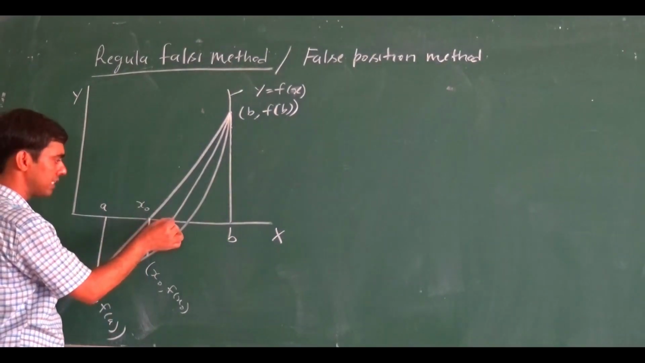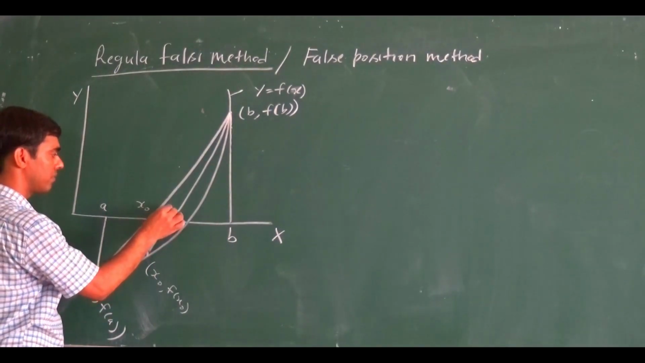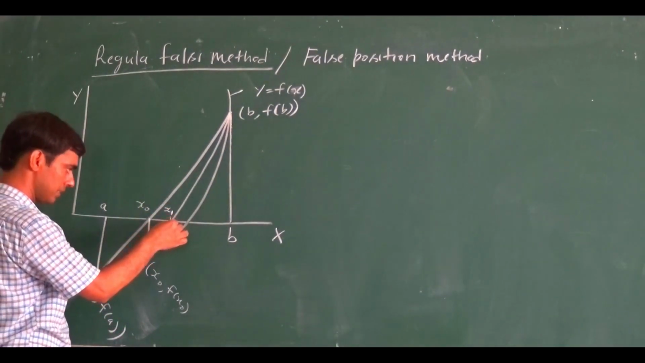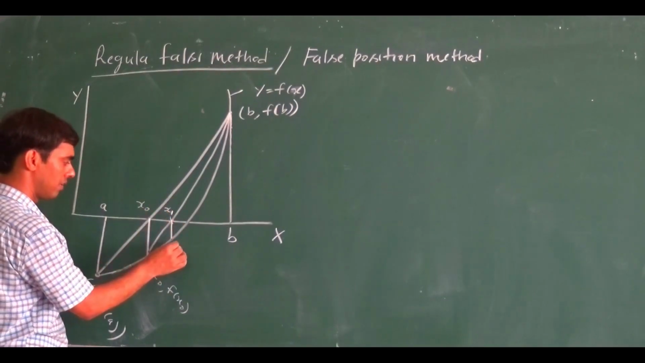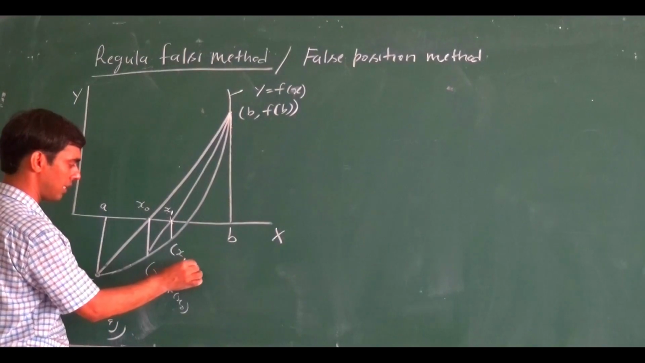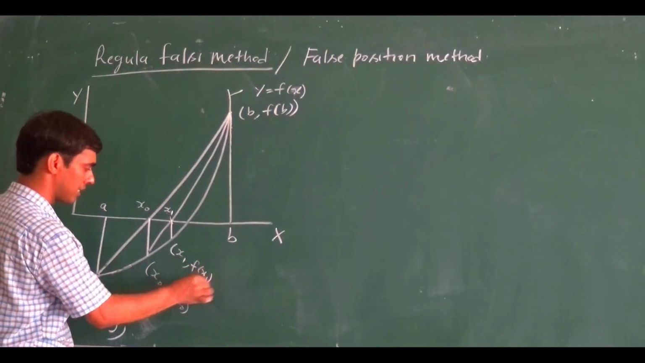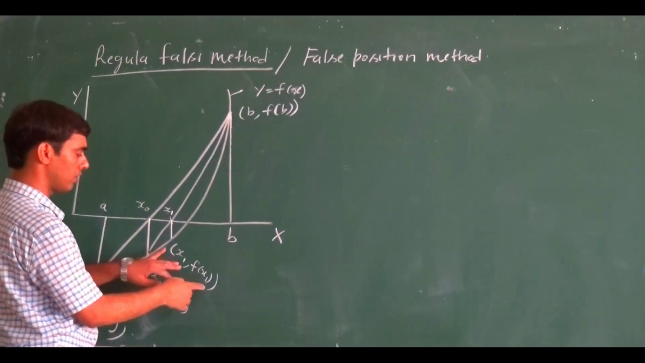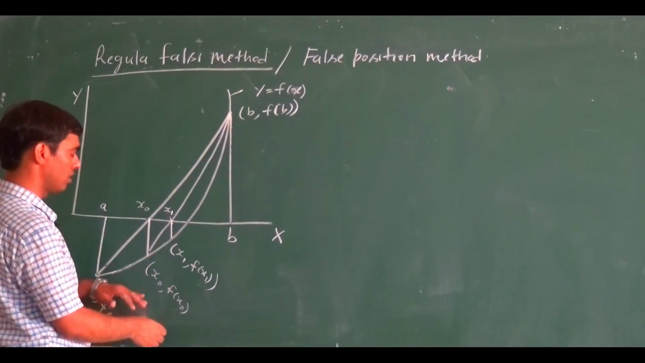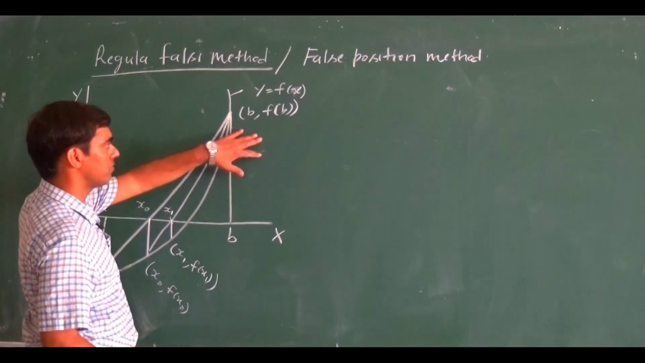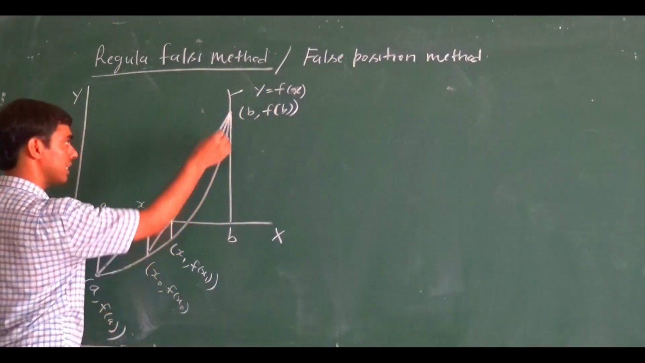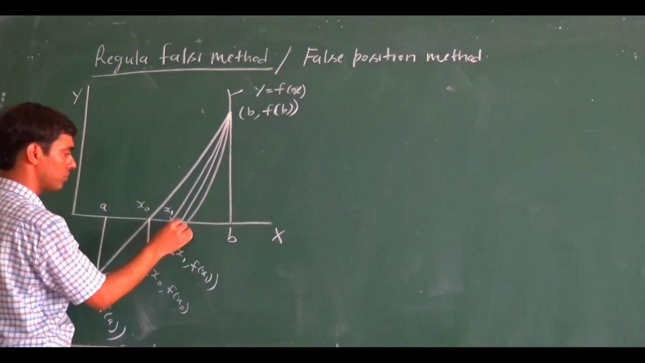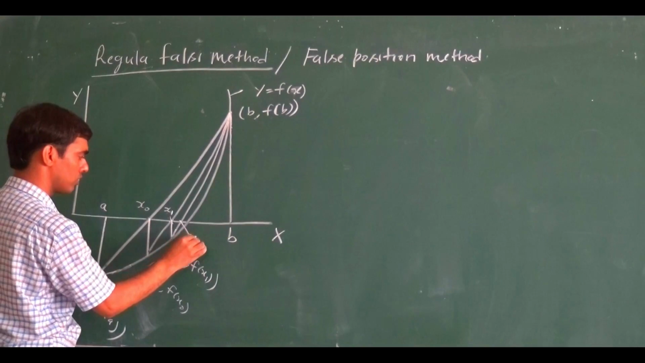Again find the point of intersection with the x-axis. Suppose this is x1. Then find the value of the function at this point, which is (x1, f(x1)). Now again, at this point the value of the function is negative, because this is in the fourth quadrant. In the first quadrant, the value of the function is positive. Again, we draw the straight line and find the next approximate value. Suppose this is x2.